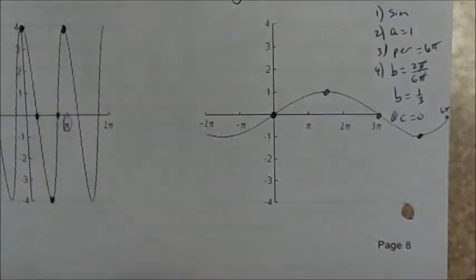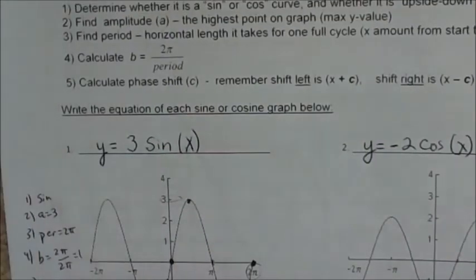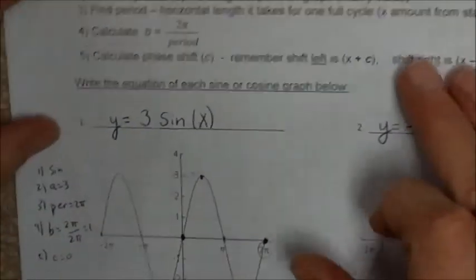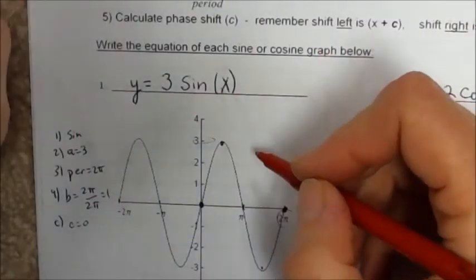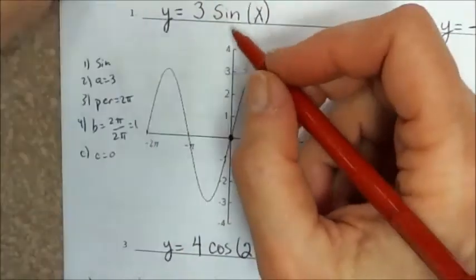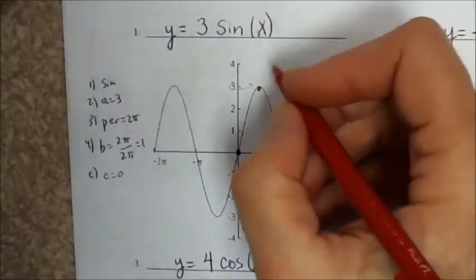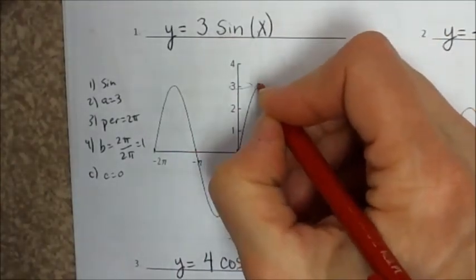So I'd like you to quickly flip back to page 8 where we've just finished up this, and I wanted to show you that there are an infinite number of equations that you can write for each one of these curves, and I'm just going to show you a second one. We've already said that this first one is 3 sine of x, but I want to show you that this could also be called a cosine curve.